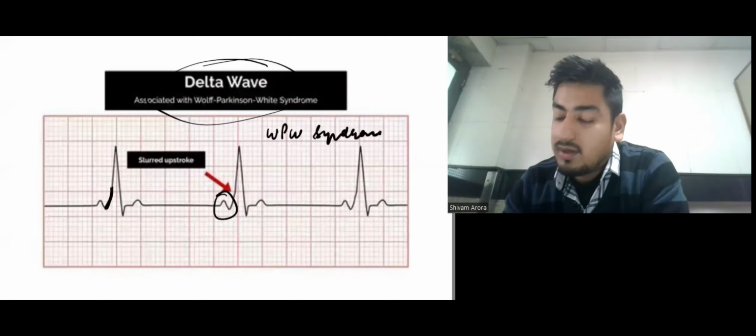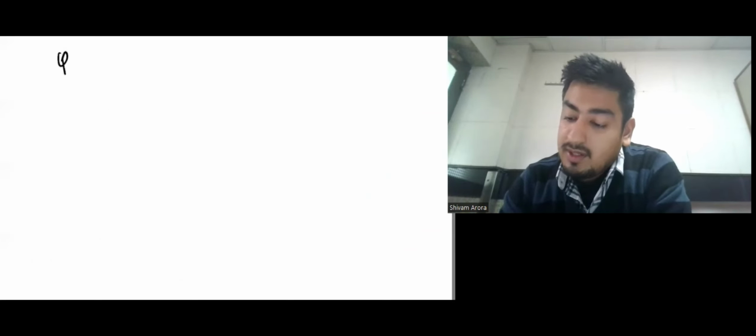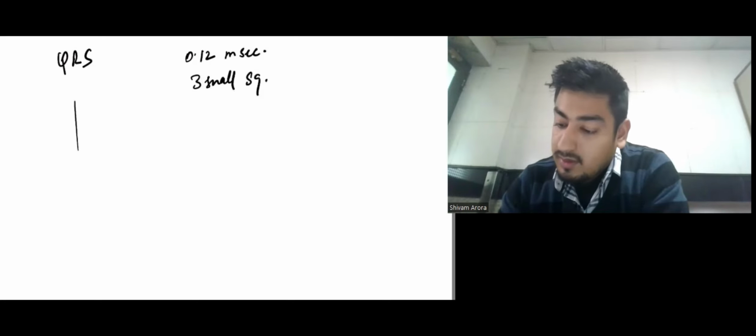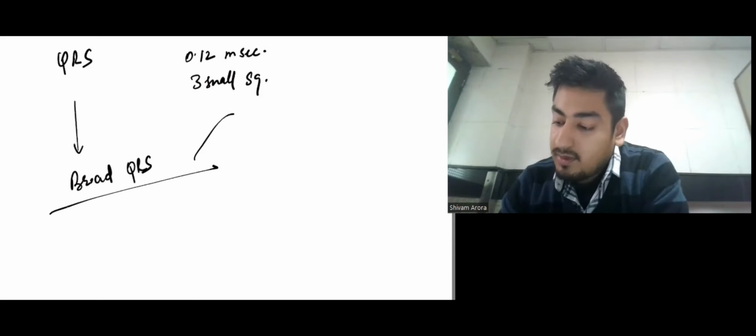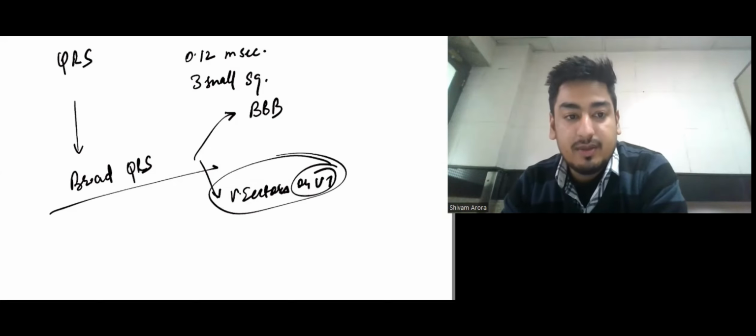This is again an important ECG. Then abnormalities of QRS. The normal QRS is 0.12 seconds or 3 small squares. Okay, now the abnormality of QRS is broad QRS. And the causes of broad QRS are one, bundle branch block, and another, ventricular ectopics or VT. Okay, so this component we'll discuss in arrhythmias, tachyarrhythmias.